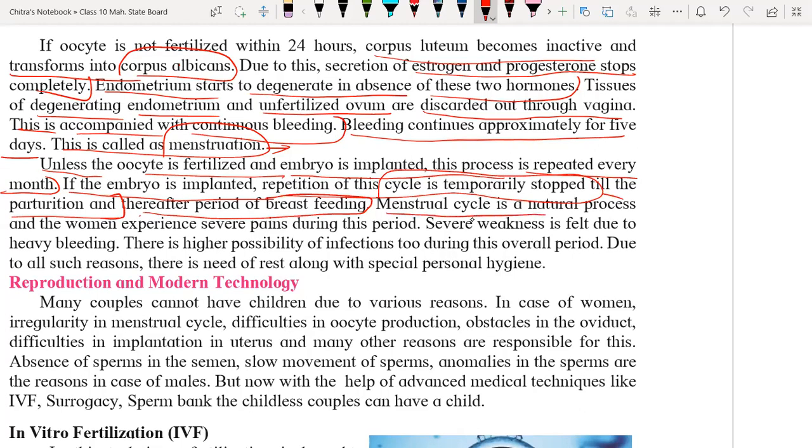The menstrual cycle is a natural process in women, and they may experience severe pain during this period. Very important. They may feel severe pain during the period.